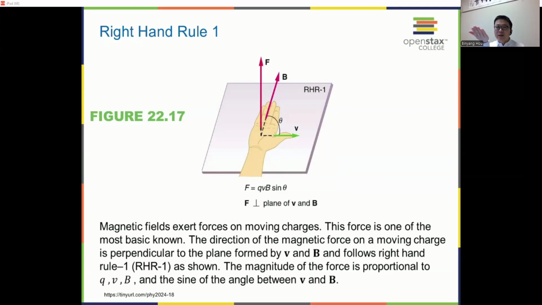And if you have a negative charge, you still do it this way, but then at the end you flip your palm upside down. Then the direction your palm is facing will be the direction of the force for the charged particle. So you can see that a positive charge will experience a force in the opposite direction of a negative charge.